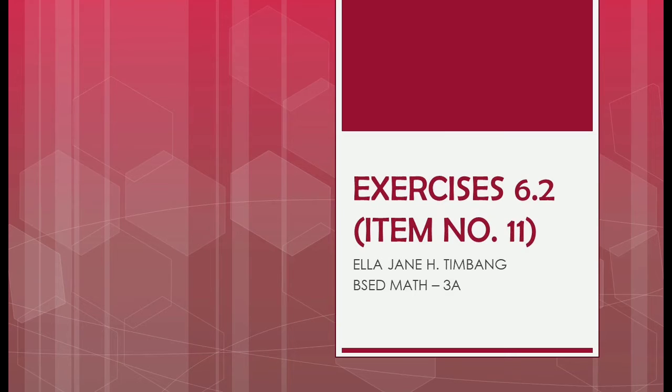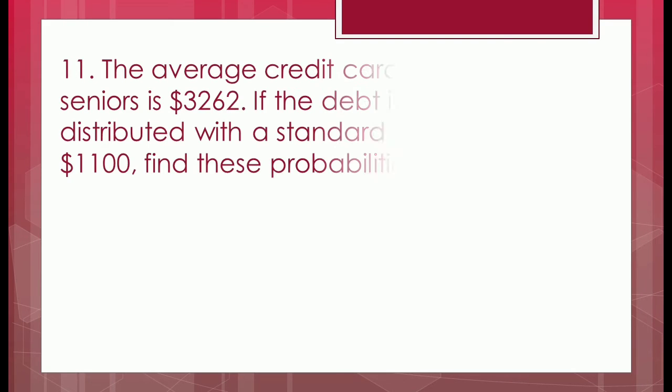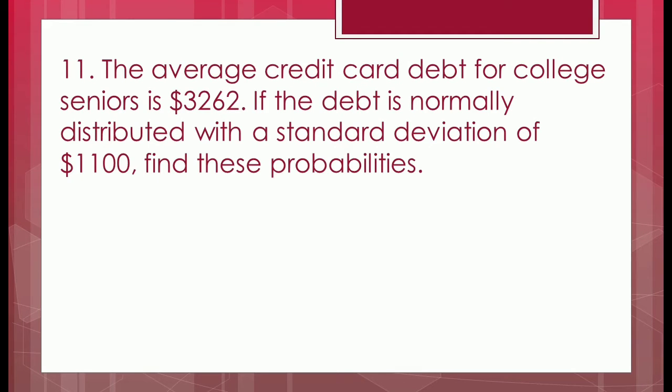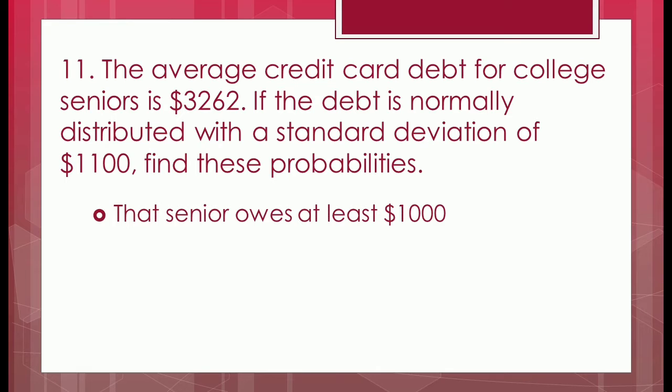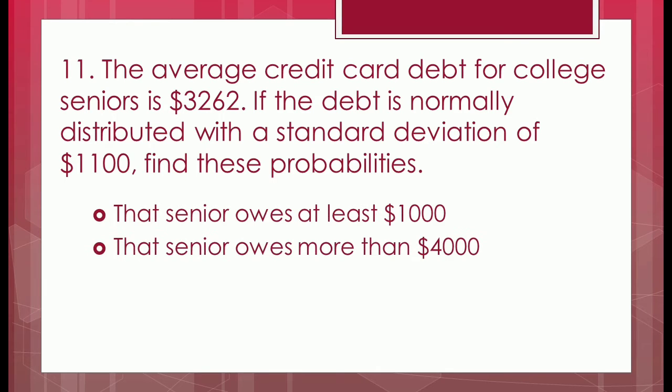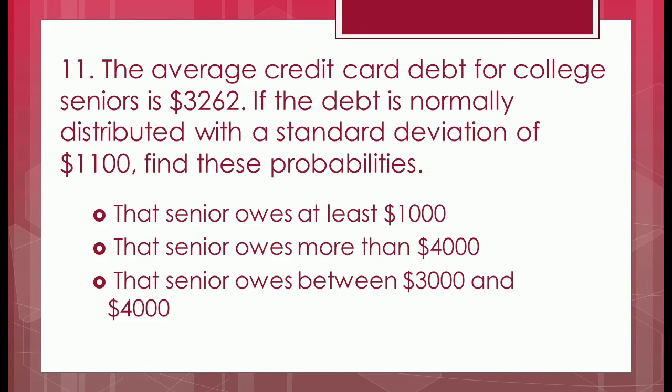Exercises 6.2, item number 11. For item number 11, we have the average credit card debt for college seniors is $3,262. If the debt is normally distributed with a standard deviation of $1,100, find these probabilities. First, that a senior owes at least $1,000. That a senior owes more than $4,000. And that a senior owes between $3,000 and $4,000.